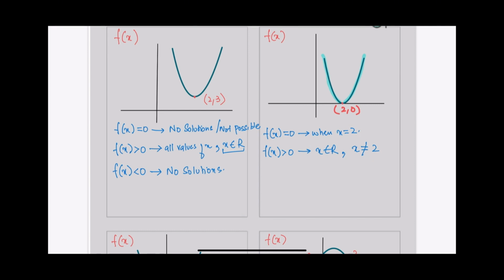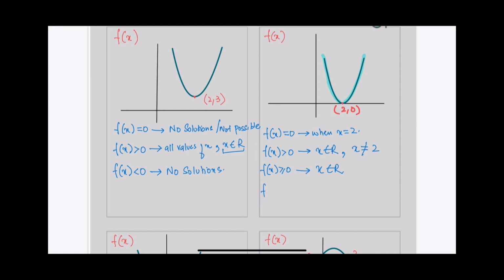But if I say f of x greater than or equal to 0, now this means that you write down all the values of x for which the curve was either equal to 0 or greater than as well. So you write x belongs to real numbers. Then you don't need to write this value there. The reason being that the function was equal to 0 when x was equal to 2, and this also caters to that because greater than or equal to 0.